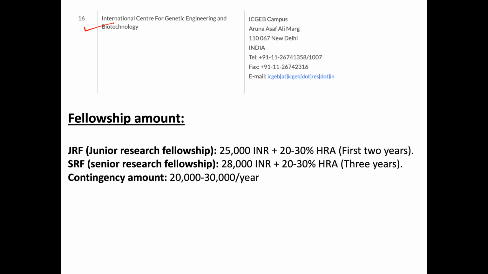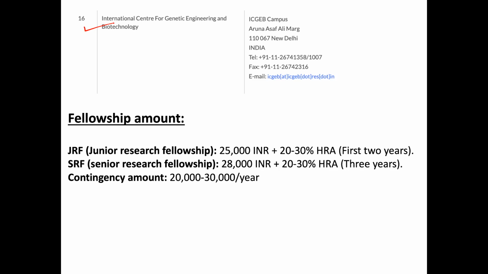So again, these are the 16 different autonomous bodies established under the Department of Biotechnology that are working specifically in the field of biotechnology, right? If you have completed your Masters in biotechnology and you want to pursue your research in this field, then you can apply for your PhD program in any of these institutions after qualifying the DBT-JRF exam, or CSIR exam, or ICMR exam. These JRFs are applicable to all of the funding agencies all over India, right?